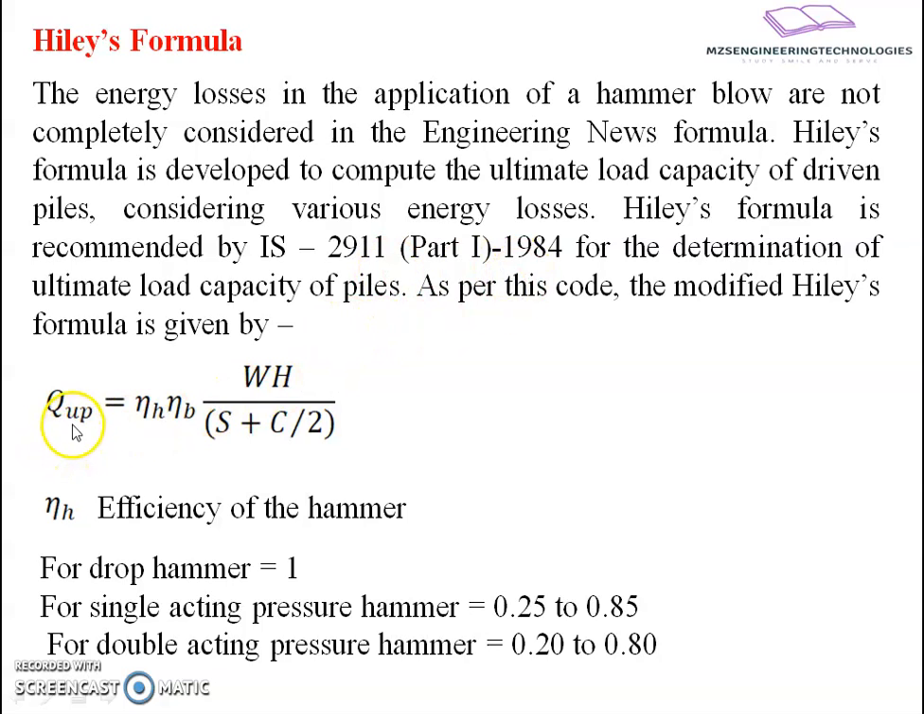by the empirical relation Qup equals eta H into eta B W H divided by S plus C by 2. Eta H, the efficiency of the hammer, is given for a drop hammer as 1, that is 100%. For a single acting pressure hammer, it ranges from 0.25 to 0.85, and for a double acting pressure hammer, it varies from 0.2 to 0.8.